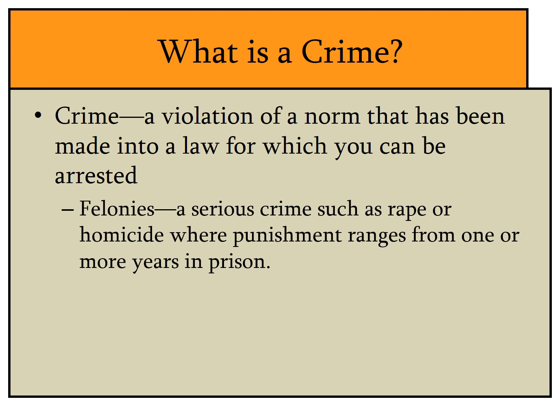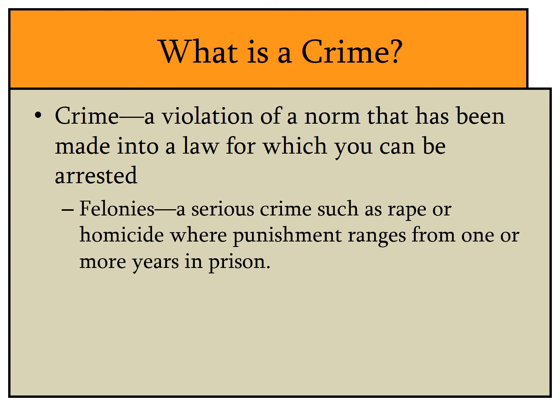Now, let's talk about what crime is. We know there are different types of crime, but first of all, crime is defined as a violation of a norm that has been made into a law for which you can be arrested. So crime would be an example of a formal norm. And remember, we again spoke about the difference between formal norms versus informal norms. So all crimes would be an example of formal norms.